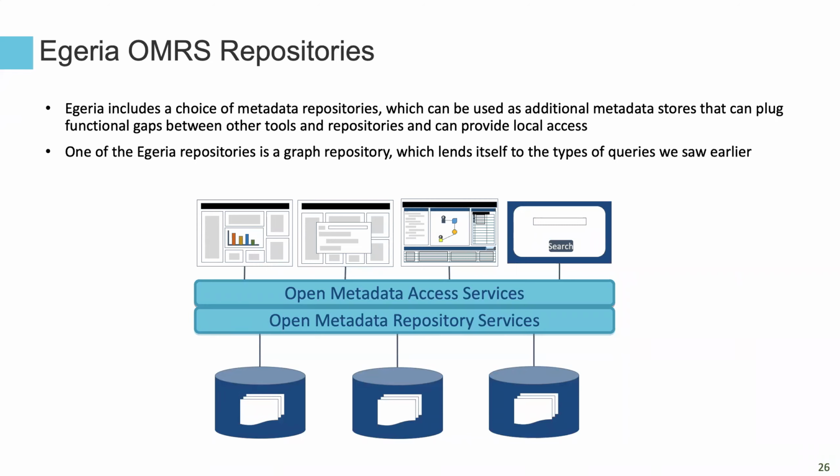Now, one of the repositories is a graph repository. The reason for having a graph repository in Egeria is that it is obviously a good fit for the kinds of queries that we saw earlier from all those distinct graphs, and then the graphs where we were querying across, doing traversals across the distinct graphs. So the graph repository is really helpful to us.